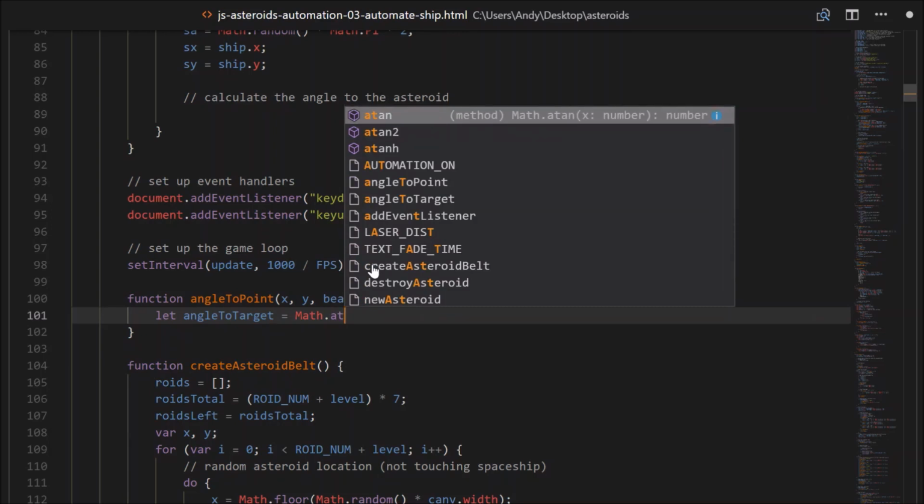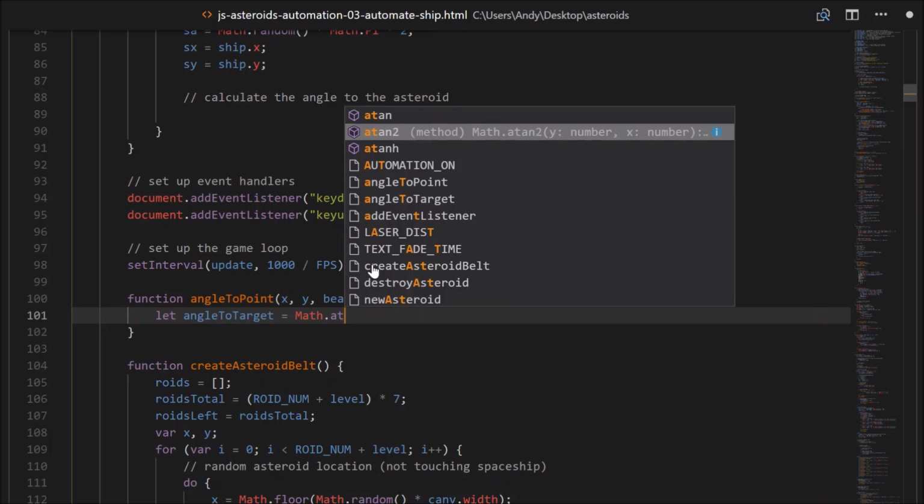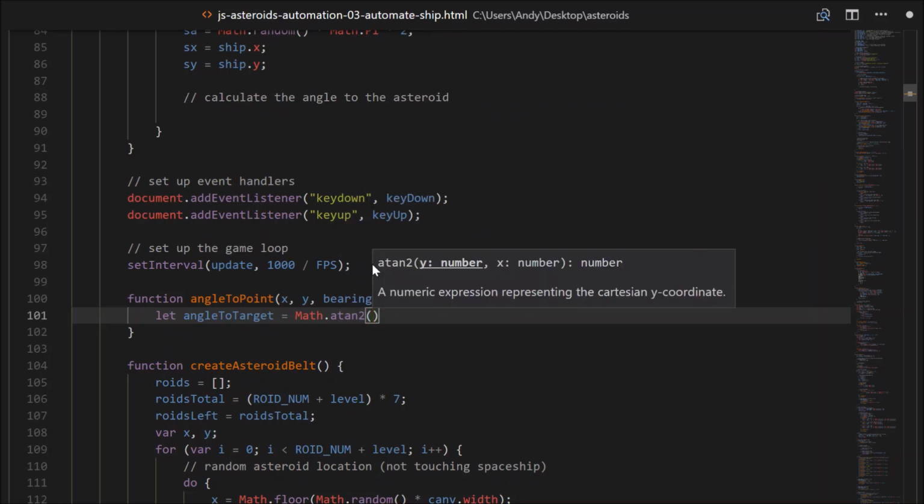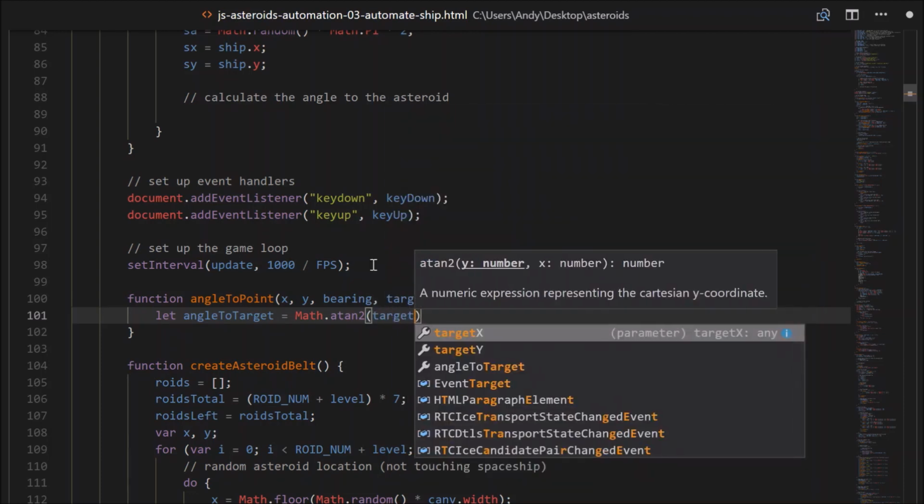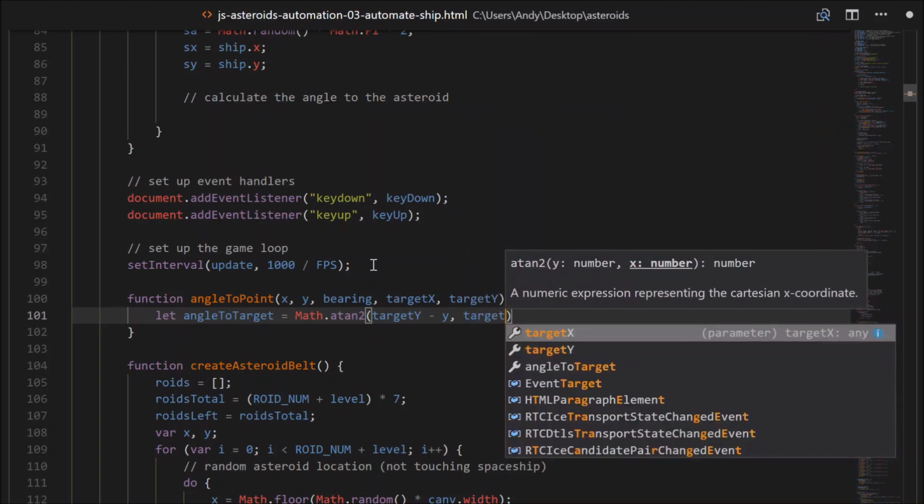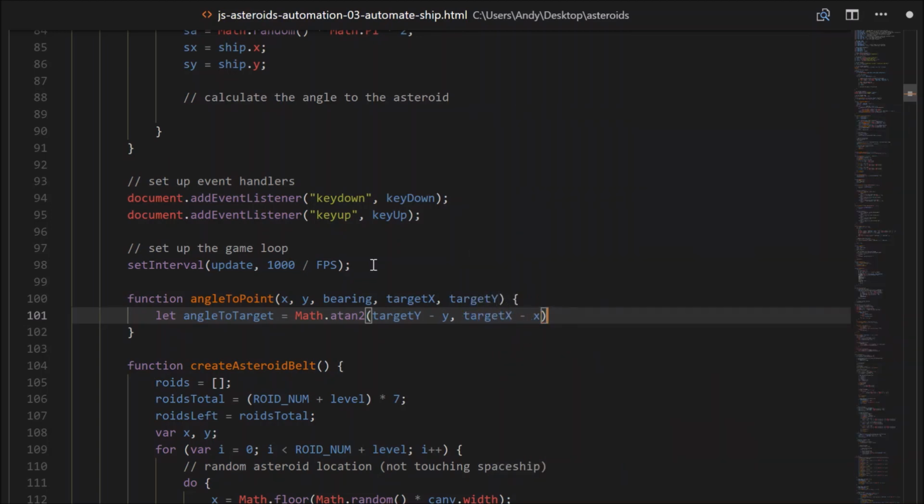There's atan, which is our regular mathematics tangent, but that doesn't take into consideration coordinate space. You know how we have 4 quadrants in coordinate space? But atan2 does take into consideration that, so we'll use that. Now it requires a Y and an X, so we'll have to find the differences between our target and our self. So this will be the Y difference. So it'll be target Y minus Y, right? And the X's will be a similar thing, target X minus X.